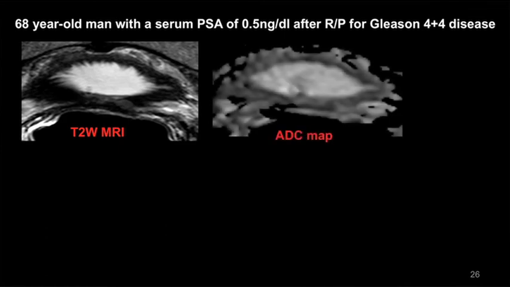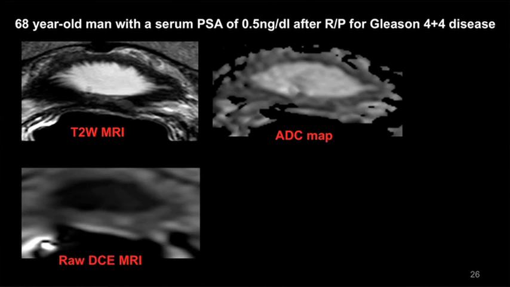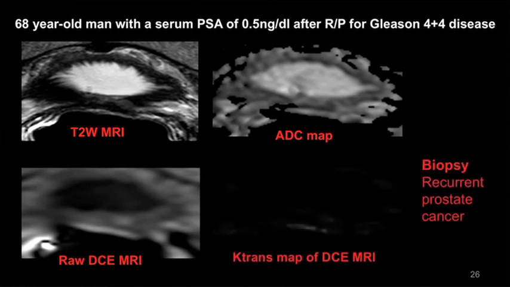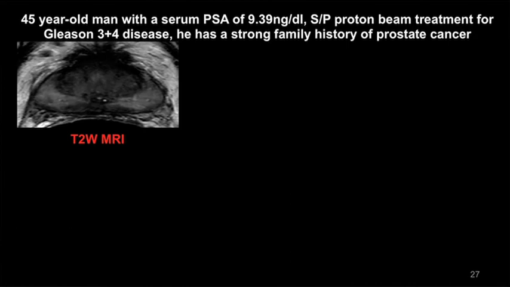That is positive on ADC map mildly, and it is showing enhancement and some positive features on the quantitative map. With the fusion platform, we can target such small lesions, and the result was recurrent prostate cancer. So that was a sample for PSA recurrence. Another sample for a post-treatment patient, a 45-year-old man with a strong family history. He's a very young guy, PSA of 9.4.